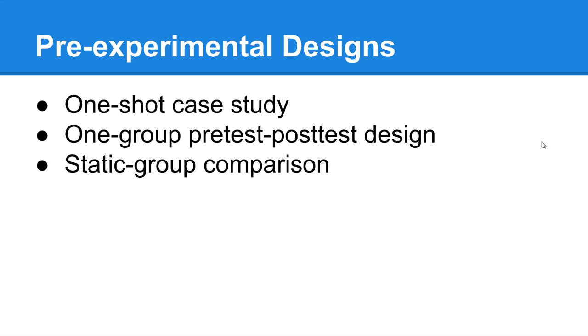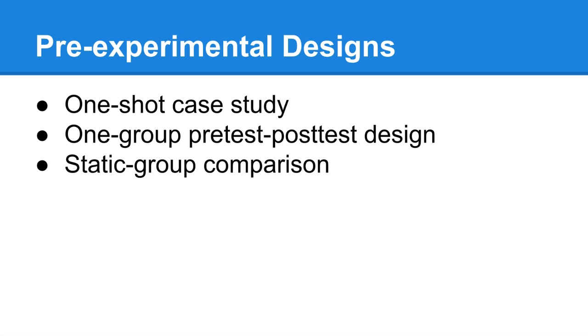In the pre-experimental designs, the one-shot case study involves one group that is exposed to a treatment and then post-tested. No relevant threat to validity is controlled. The one-group pre-test post-test design involves one group that is pre-tested, exposed to a treatment, and then tested again.